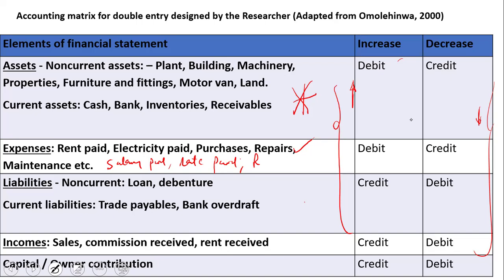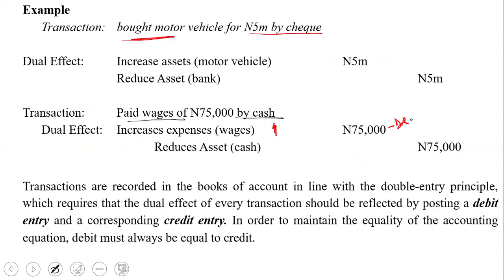When liability increases, we credit. When liability reduces, we debit. When income increases, we credit. When income decreases, we debit. Now, all these we also have when our owner's contribution increases, capital increases, we credit. When it reduces, we debit. Now, having looked at this, we can now look at all the other examples that we have.